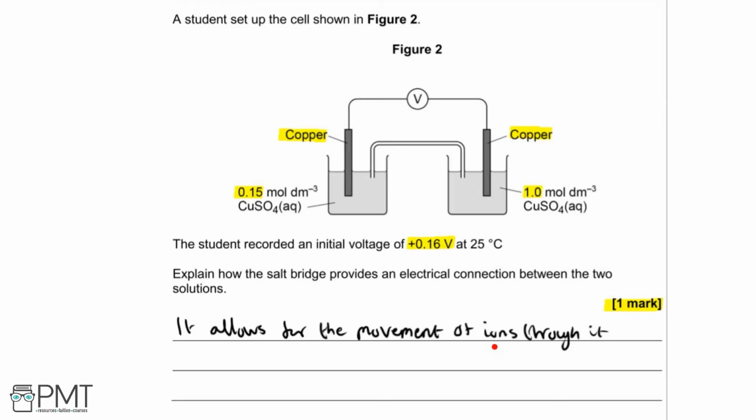But this statement here is what we'll get as the mark for explaining what the salt bridge does, as it allows for the movement of ions, not electrons, through it.